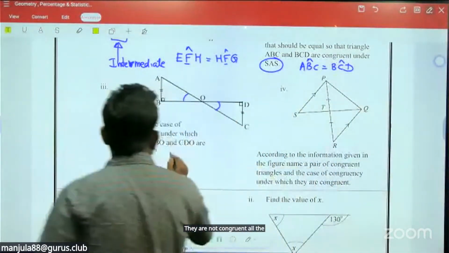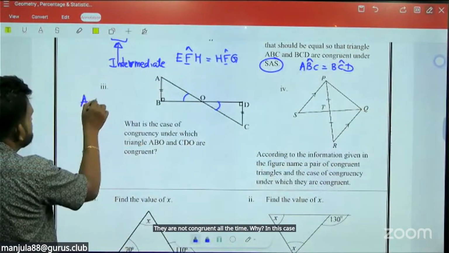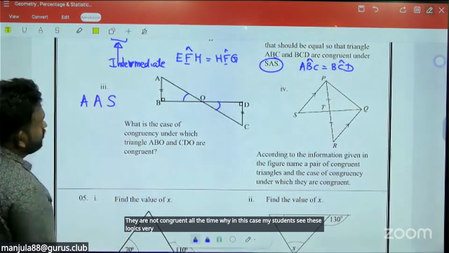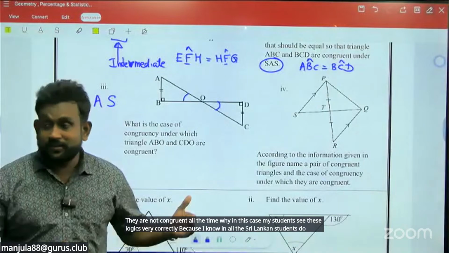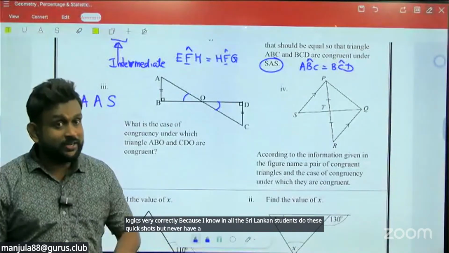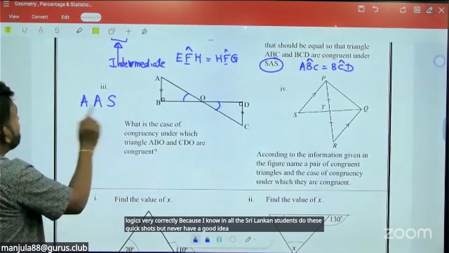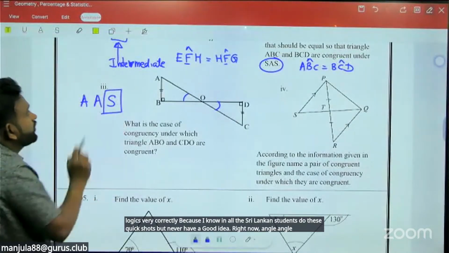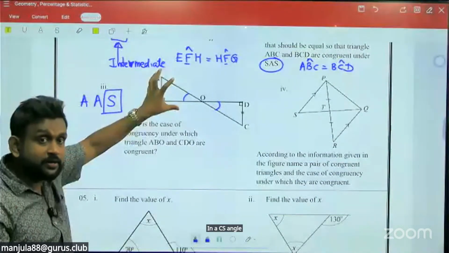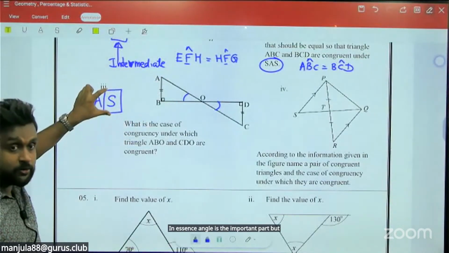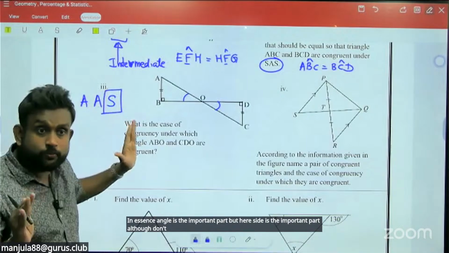Why? In this case my students see this logic very correctly, because I know all the Sri Lankan students do these questions, but never have a good idea. Right, now angle and side, this is the important part. In SAS, the angle is the important part, but here the side is the important part. So don't be hurried to put AAS.